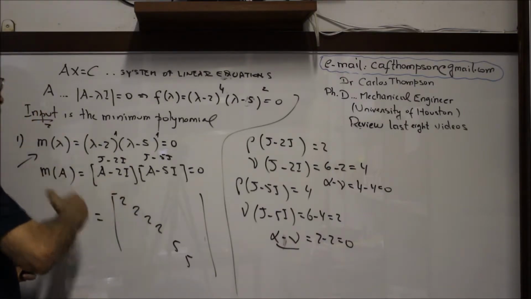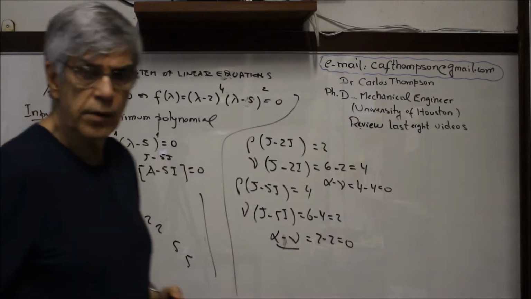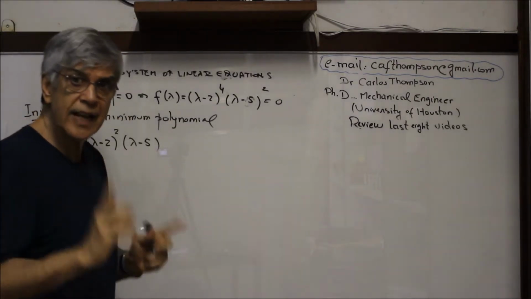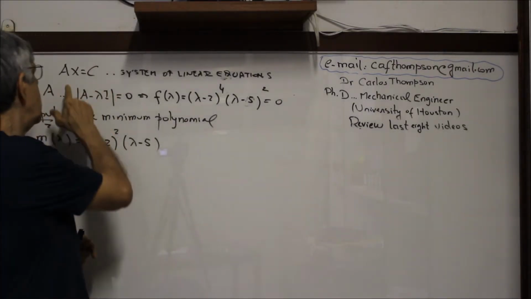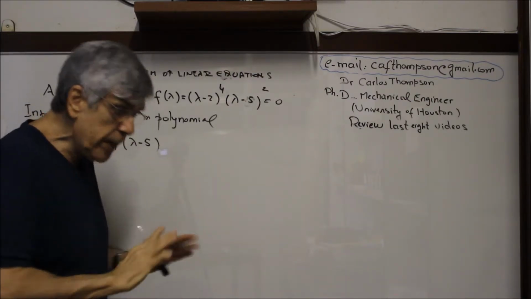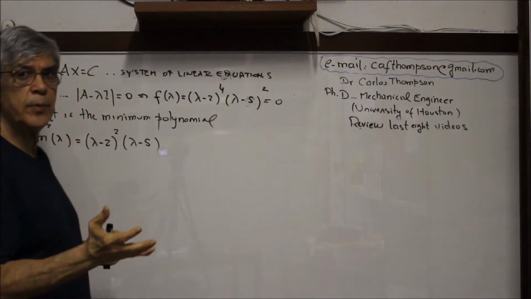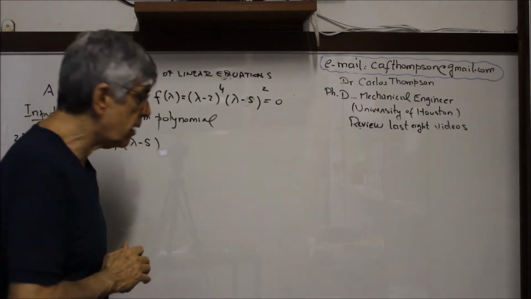Let's do another example given a minimal polynomial. As I said before, we know a matrix A, another matrix A, that doesn't have anything to do with the previous example.